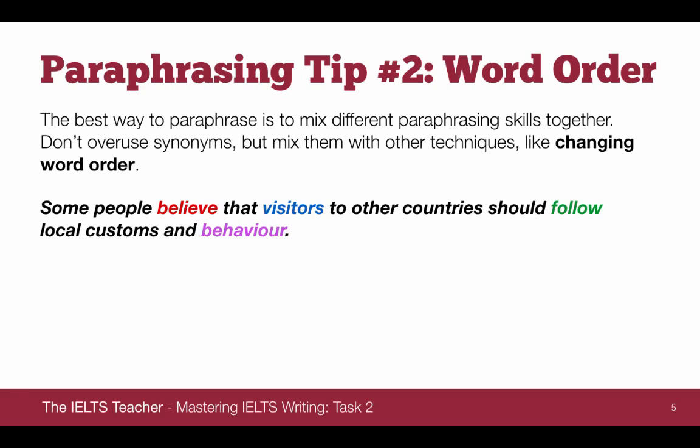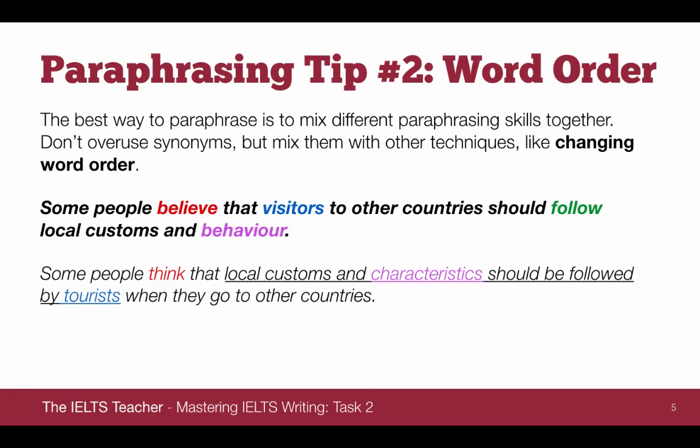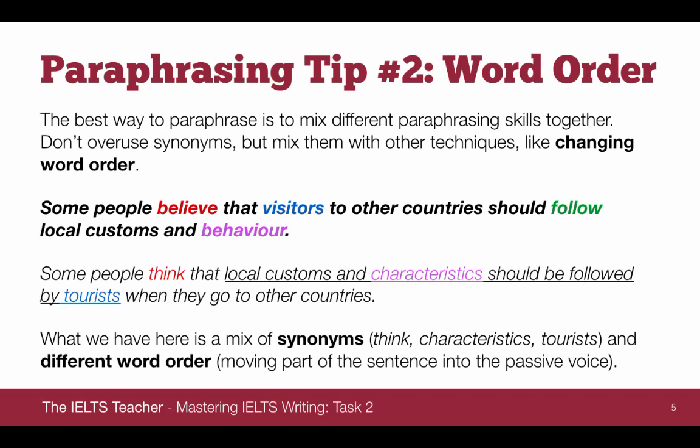How have we mixed up the word order? Well, let's have a look. Some people think that local customs and characteristics, still using those synonyms, should be followed by tourists when they go to other countries. So what have we done here? Well, we've used a mix of synonyms, think, characteristics, tourists, and different word order. In this case, we've moved part of the sentence into the passive voice. So instead of the active, other countries should follow, we've turned it into the passive, characteristics should be followed by tourists. That's one way that you can change word order.